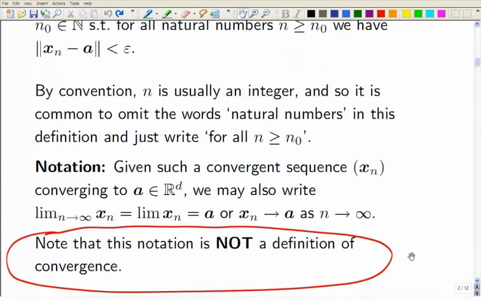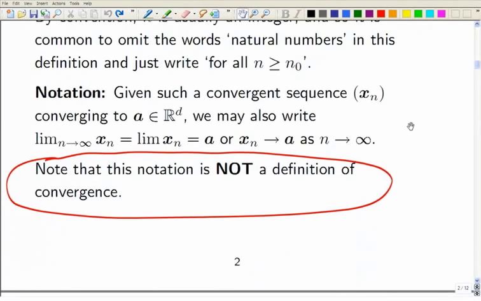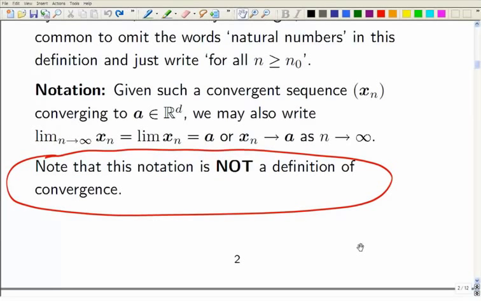And what I warned you is that if you use this alternative notation about limit or xn tends to A, that doesn't count as a definition of convergence because it's not helpful. It's just an alternative notation. If you're asked the definition, you have to go back to the definition given above. Or one of the alternative equivalent definitions, including one that's coming up in a minute.